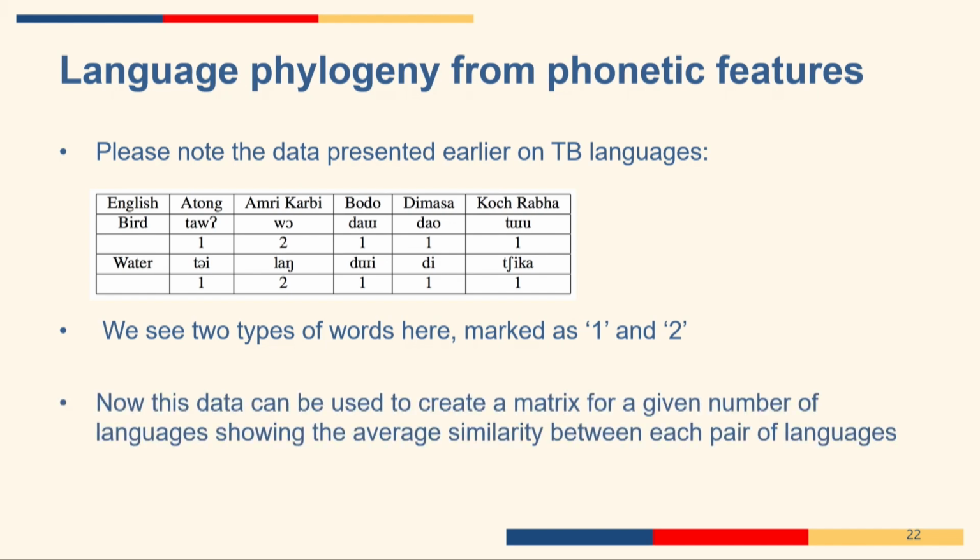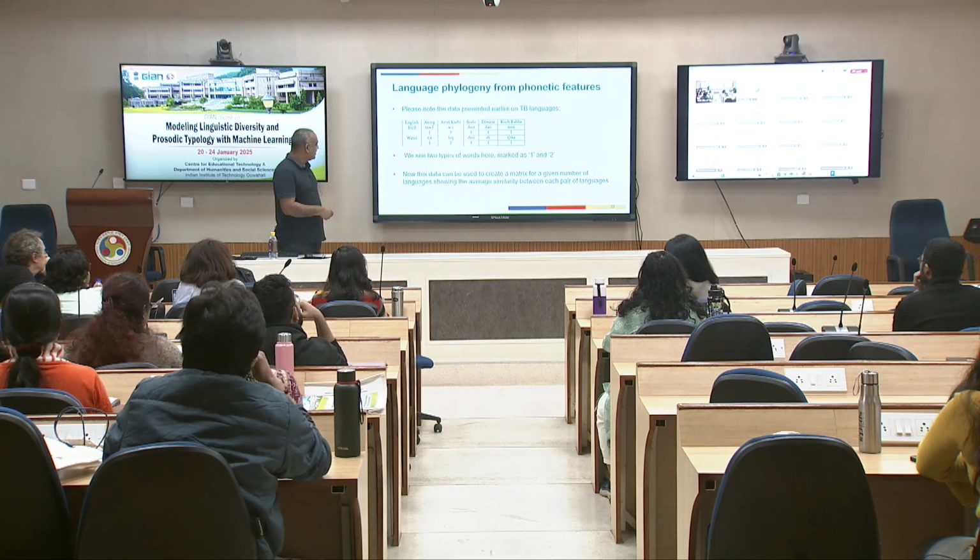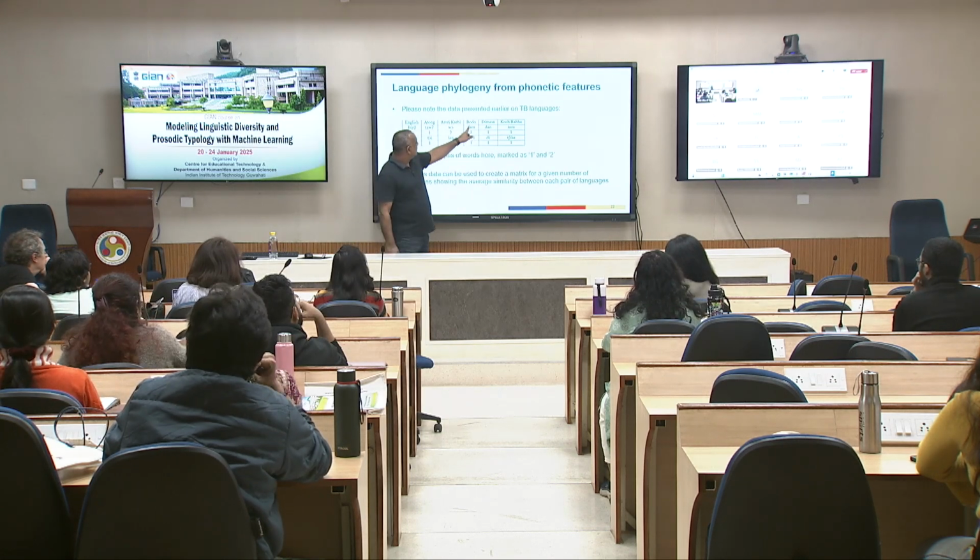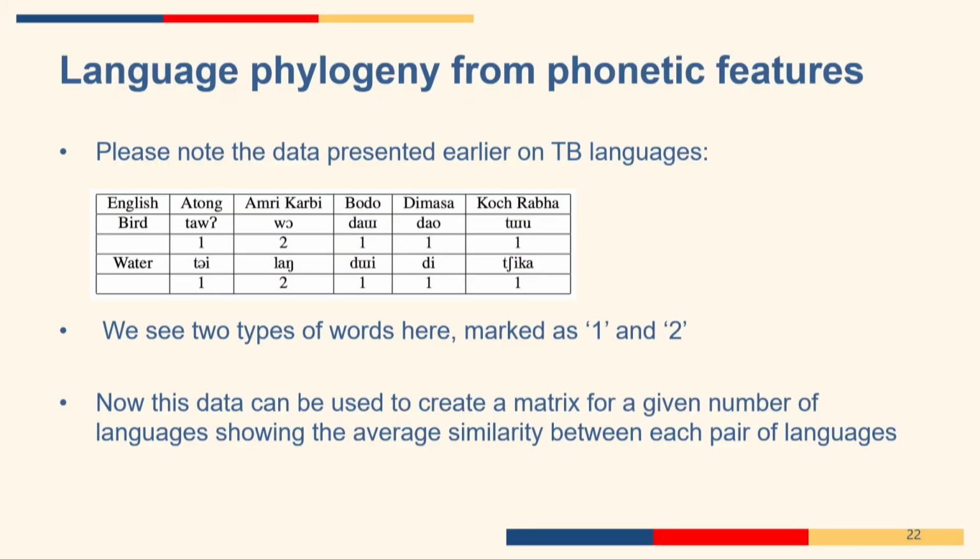Now this can be used to create a matrix for different languages. This kind of data can be used to make a matrix for given languages, showing the similarity and dissimilarity, or similarity and differences, between each pair of languages. For example, if we look into Boro Dao and Dimasa Dao, we can see that more or less there is only one character difference, or one sound difference, between the two. The rest of it is all very similar among the two languages.